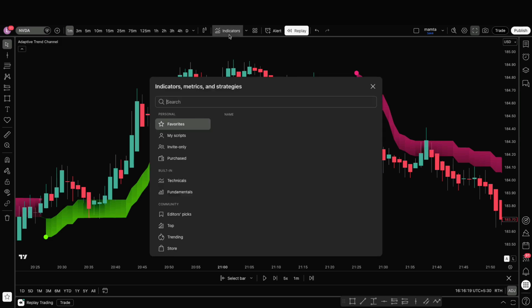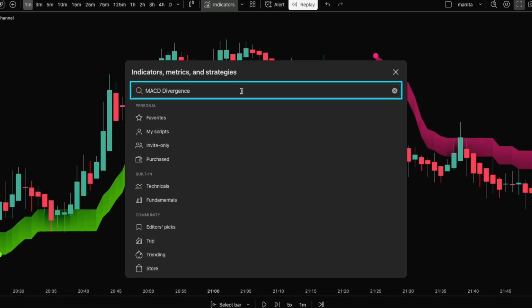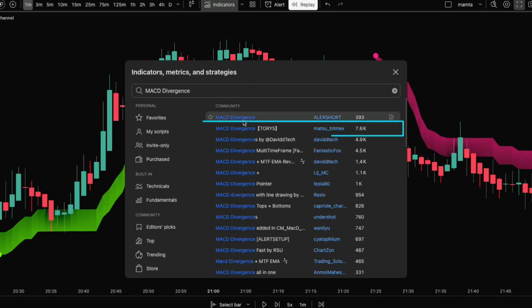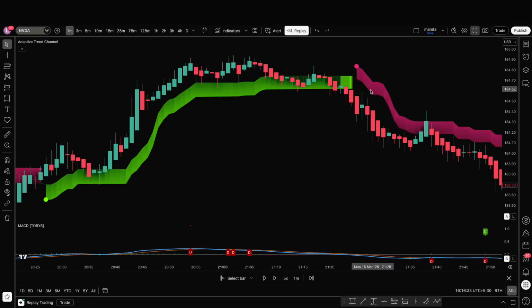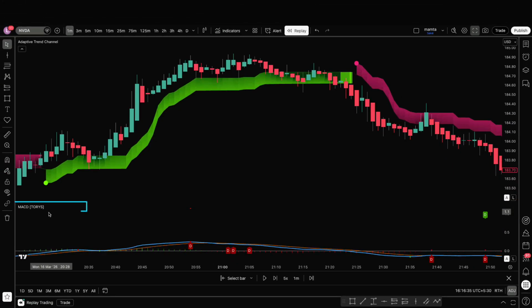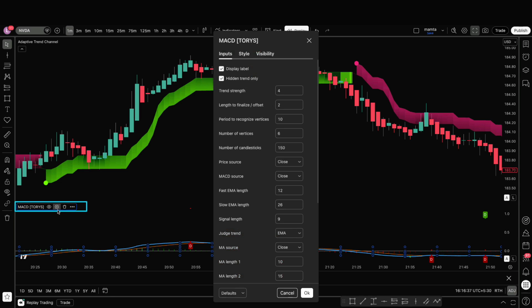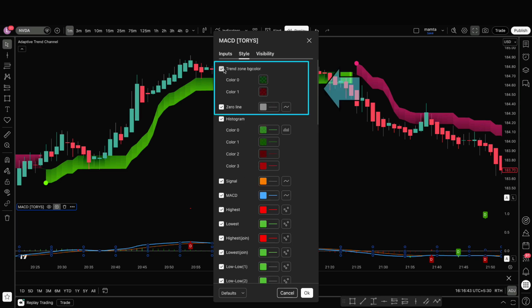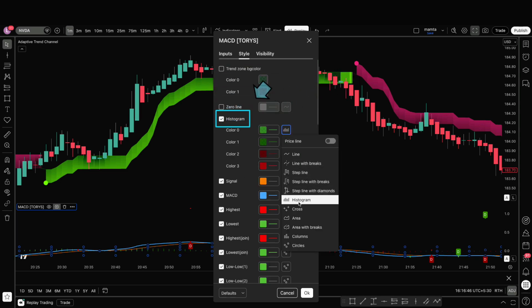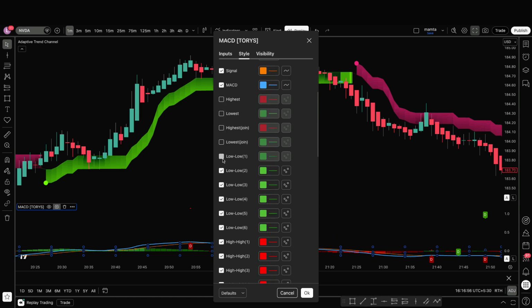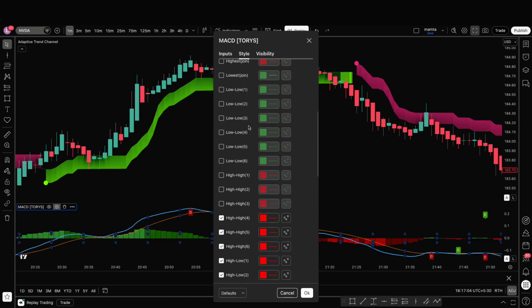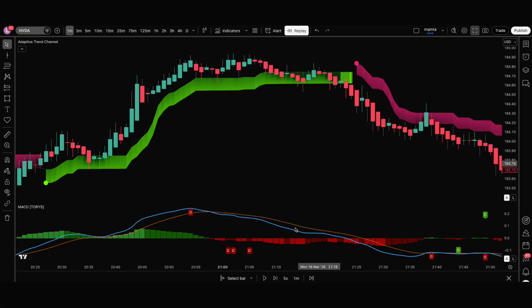Let's go to the Indicator Search tab, search MACD Divergence, and select this one called MACD Divergence, created by Matsu Daze and BitMEX. Now let's access the settings of this indicator so we can modify it to suit our strategy. We change length to finalize our offset, 2 to 3. We keep these options hidden. We change histogram to columns. We keep these options hidden. And here everything is fine after that. Click OK. Now our setup is ready.